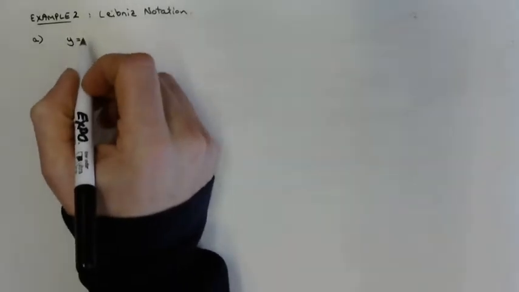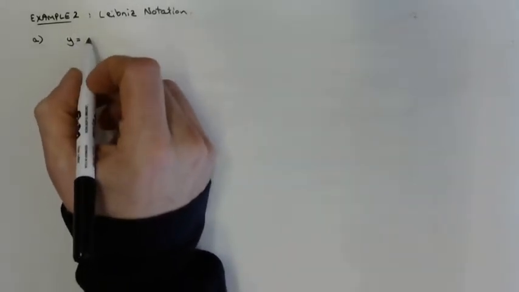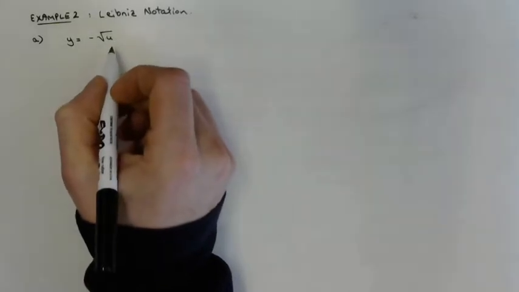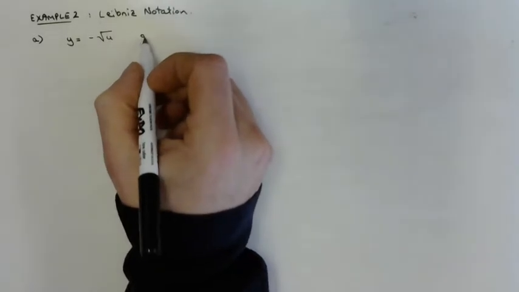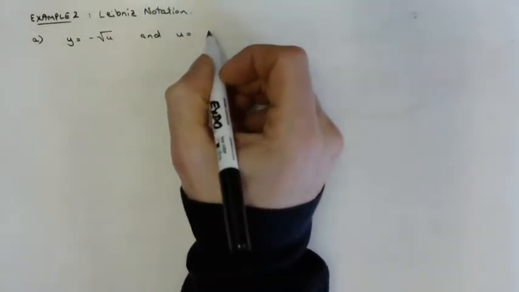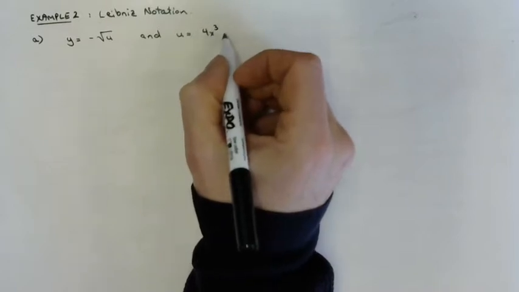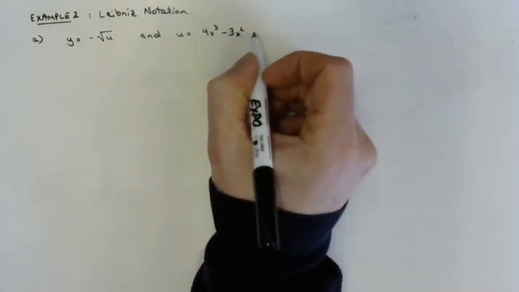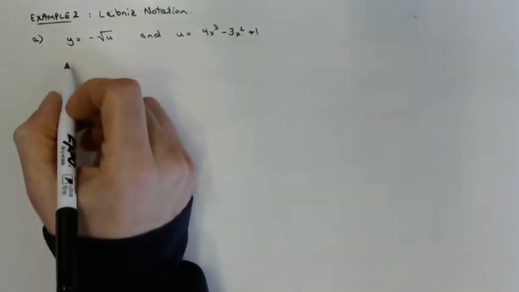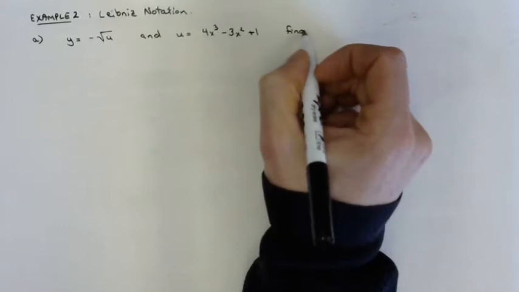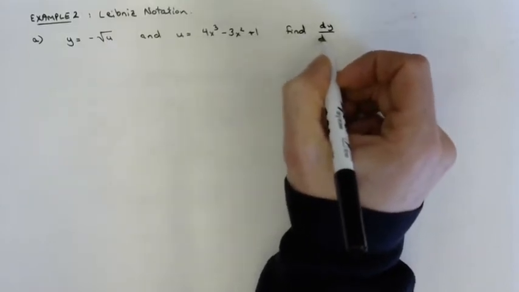So example 2, we're just going to differentiate a few more using this new notation. So we have y, there's two of them, there's a and b. If we have y equals negative the square root of u, where y is now a defined function and u is also a function, and u equals 4x cubed minus 3x squared plus 1, we need to find dy by dx.